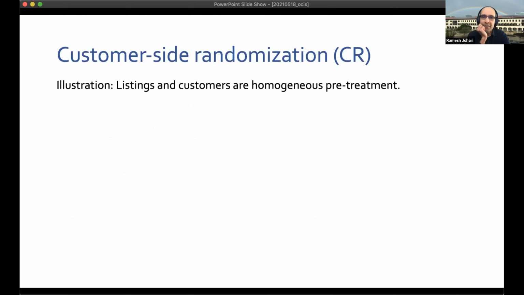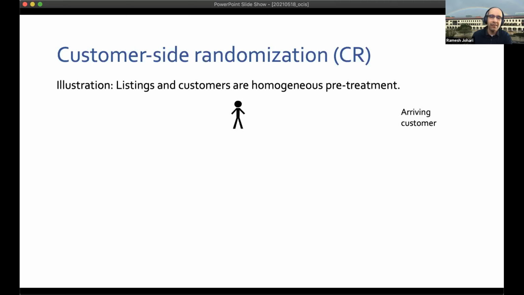Okay. So with that, let me transition now into the second part of the talk and just summarize what our main results are. First of all, let's talk about two benchmark designs, the two I mentioned at the beginning of the talk: customer-side randomization and listing-side randomization. By the way, in the illustrations I give you in these slides, I'm going to assume that listings and customers are completely homogeneous pre-treatment, just because it makes the illustration simple. But that's not an assumption that's needed to go through the work that we do in the paper.